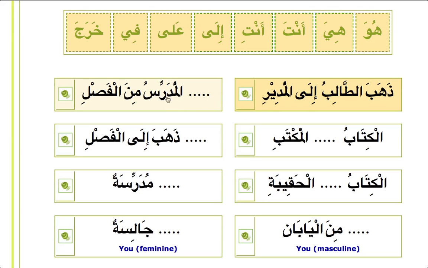So let's analyze this question. What does it say? So somebody, the action is al-mudarrisu min al-fasli. So min is here. So which action will come? Kharaja. Kharaja al-mudarrisu min al-fasli. Al-kitabu, which preposition should be used? Ala, ila, anta, fi. Al-kitabu ala al-maktabi.